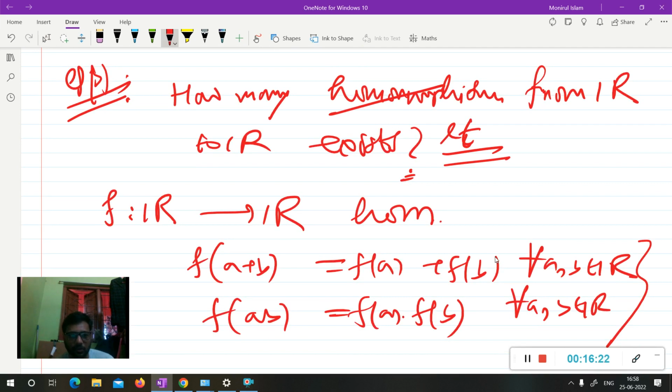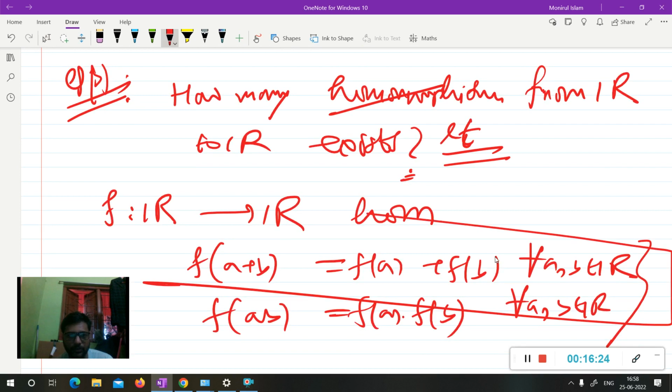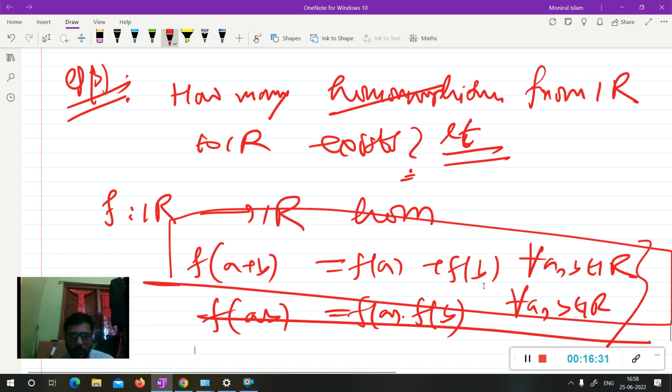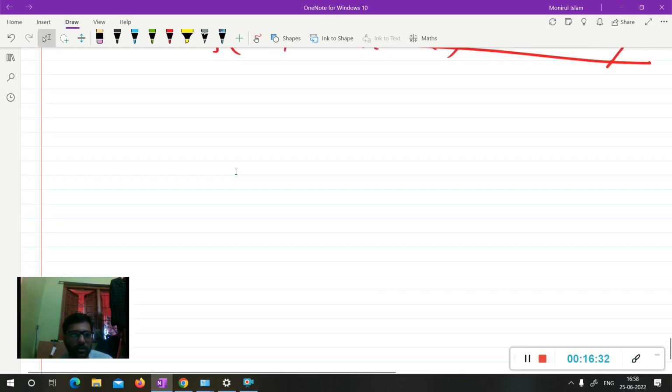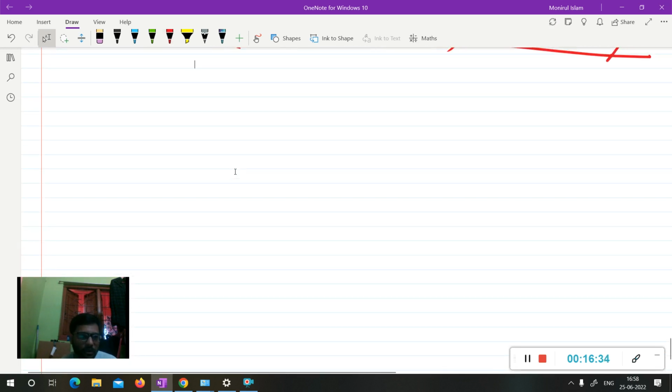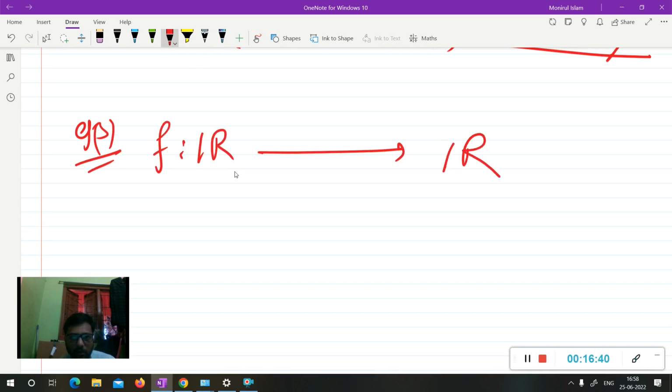If it is a linear transform, then the first property will remain the same: f of a plus b will be f of a plus f of b, and the second property is different. So I'm rewriting the question. The question was this: can we say how many linear transformations from R to R exist? How many linear transformations from the set of real numbers to the set of real numbers can you find?